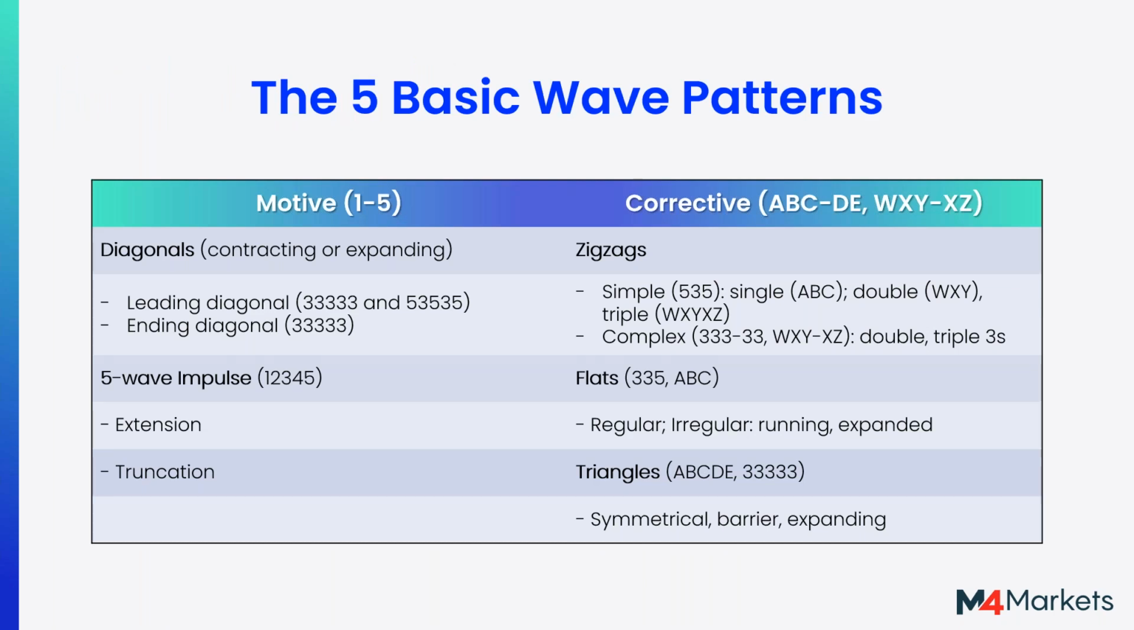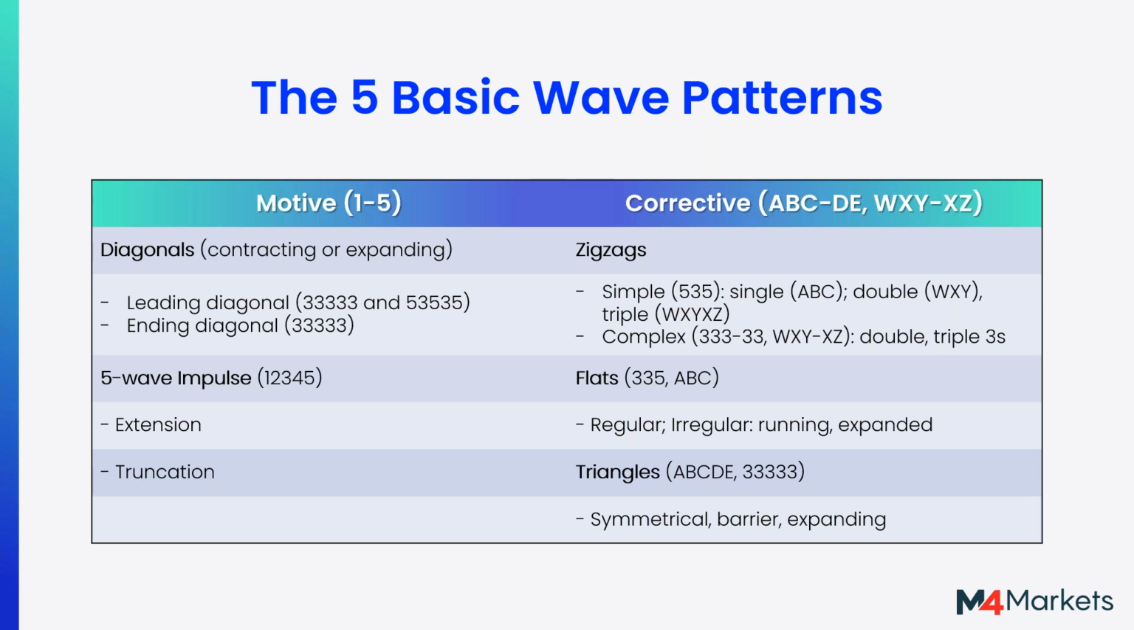Now, the 5 basic wave patterns that Elliott wrote in the wave principle are diagonals, impulses, zigzags, flats, and triangles. Now, diagonals, there are two variations. There is contracting and expanding, okay? And you also have leading diagonals and ending diagonals. They all have different structures. The five-wave impulse is pretty much the same thing, but in one case, you have an extension in 1, in 2, in 3, or in 5.